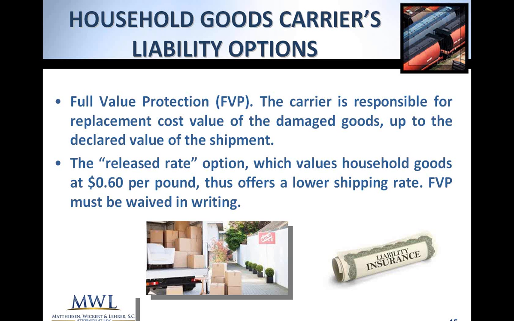The default limitation of liability is going to be full value protection. So unless the shipper declines full value protection, the carrier is responsible for the replacement cost value of the damaged goods up to the declared value of the shipment. The carrier certainly is allowed to do a released rate option, which would value household goods at 60 cents per pound, and thus they would get a lower shipment rate.